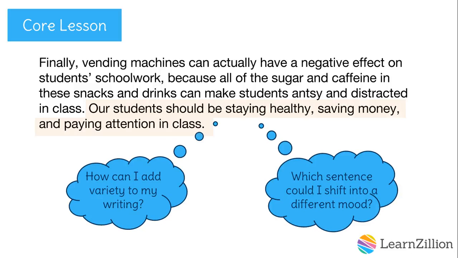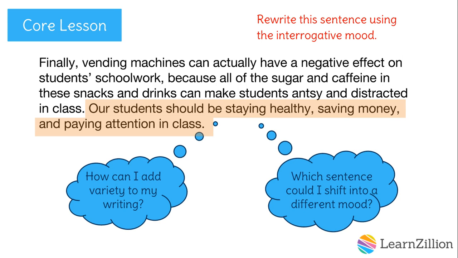I'm going to make a change to the last sentence here. This sentence is currently in the indicative mood like the others. But let's change the verbs here into the interrogative mood. Practice writing this sentence in the interrogative mood. Remember, verbs in this mood ask a question. You may need to add extra words or change words around so that the sentence still makes sense. Press pause while you work and press play to continue.